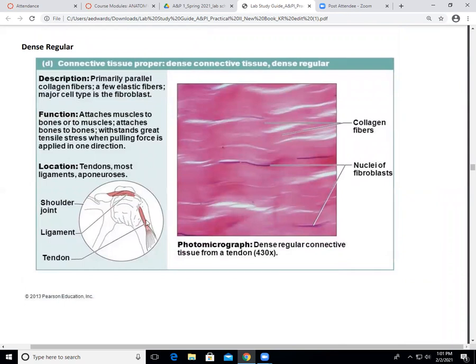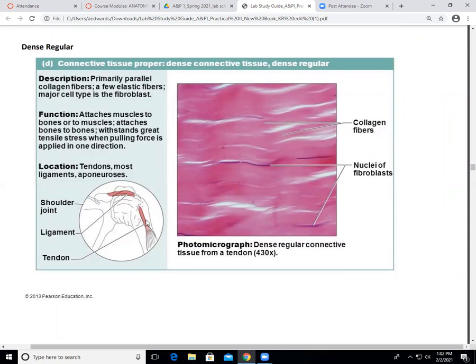Okay. So that's loose connective tissue under connective tissue proper, right? So remember, loose is the areolar, the adipose, and reticular tissue. Now we're in the dense part of connective tissue proper. So this is dense regular.